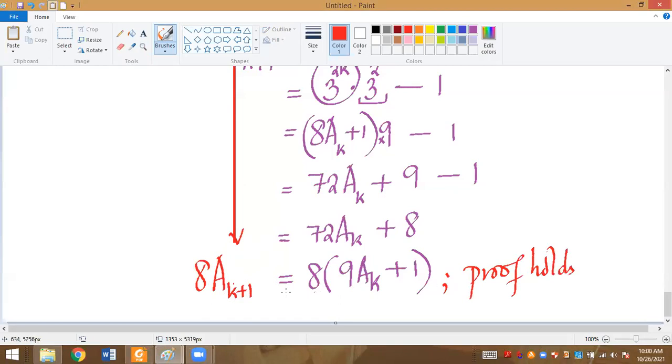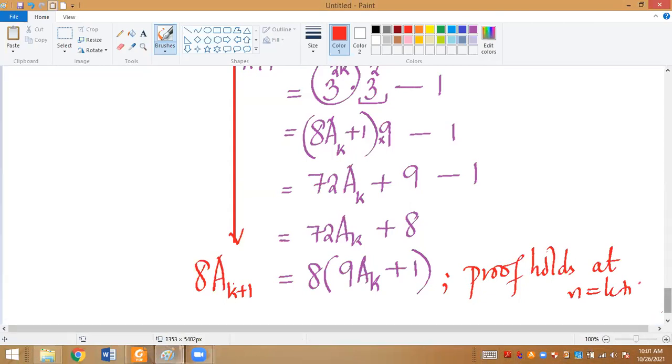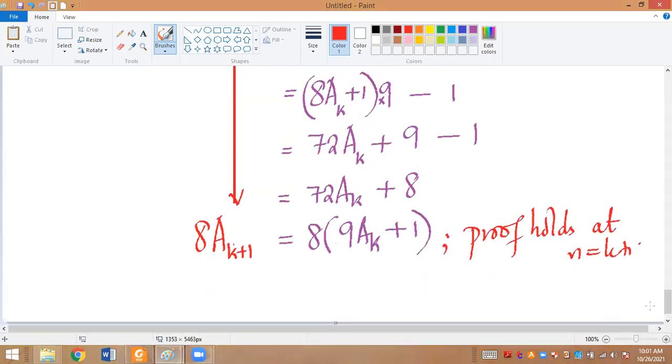Every time you get that 8 out, that means at that point, at k plus 1, the expression will still be divisible. The expression at k plus 1 will still be divisible. So the proof holds at n equal to k plus 1 as well, just like we have proved previously that it does hold.